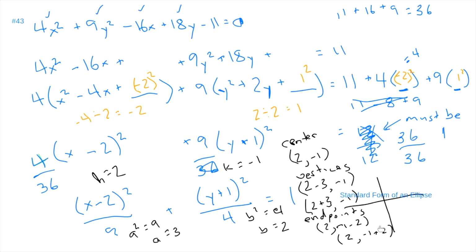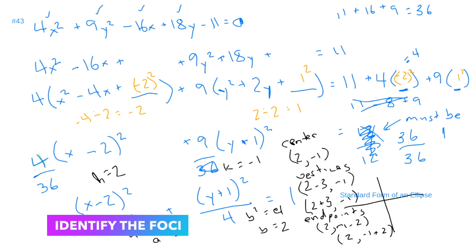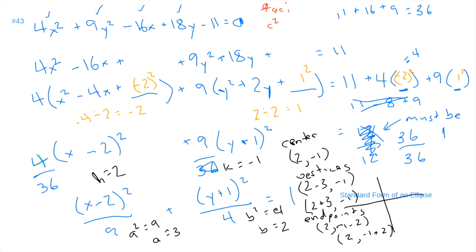Where are the foci? We need foci. We better get a different color. Foci are in red today. C squared equals A squared minus B squared. It's the opposite sign. This had a plus for the standard equation. So C squared equals A squared, which is 9, minus B squared, which is 4. So C squared equals 5. That means C equals the square root of 5.